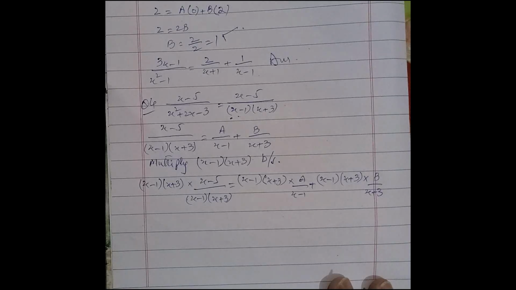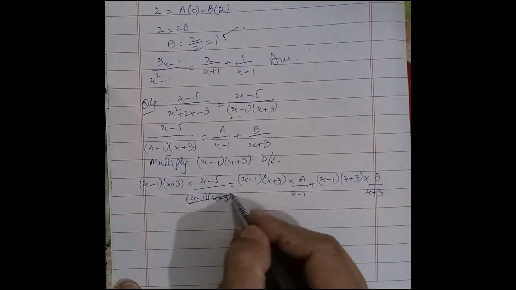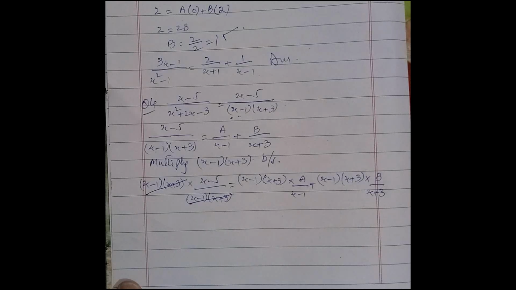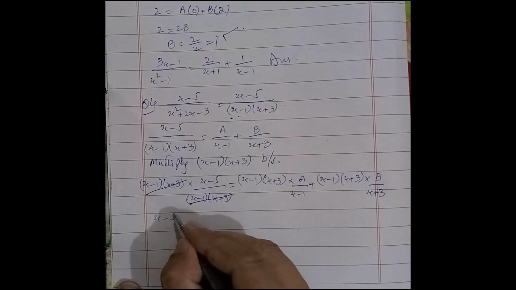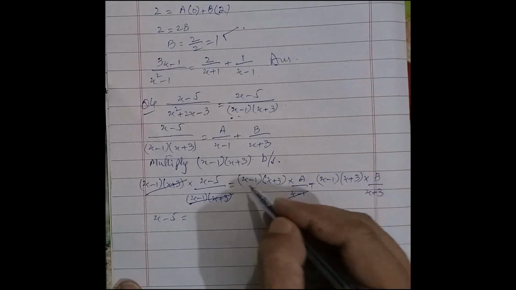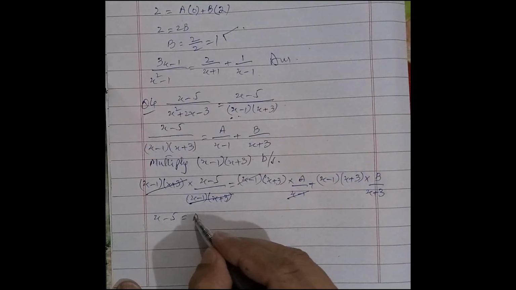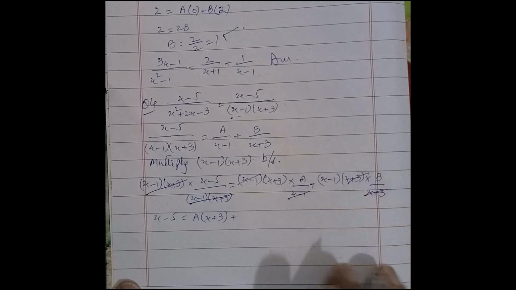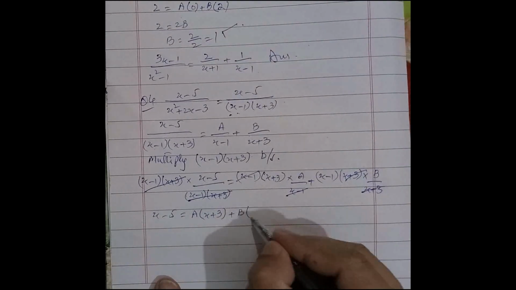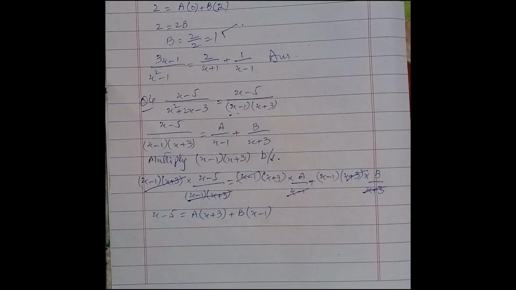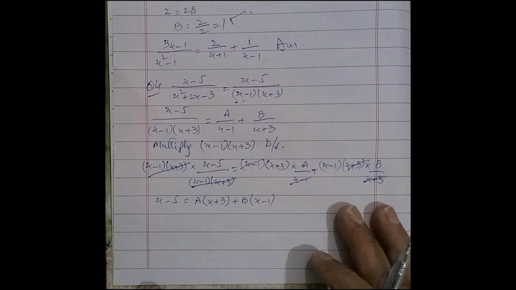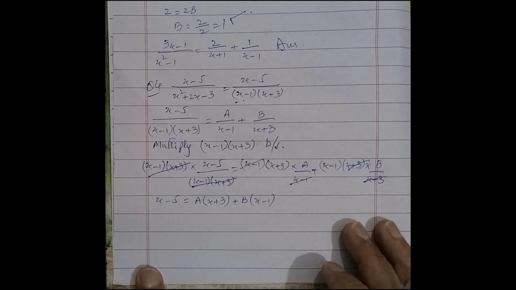Now simplify these values. These two values, x minus 1 and x plus 3, cancel with the other x minus 1 into x plus 3. We get x minus 5 is equal to x minus 1 cancel with x minus 1, and we get a into x plus 3 plus x plus 3 cancel with x plus 3, we get b into x minus 1. Now the linear equations, which are the factors of the denominator, put equal to 0 one by one.